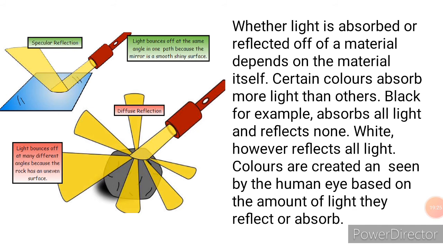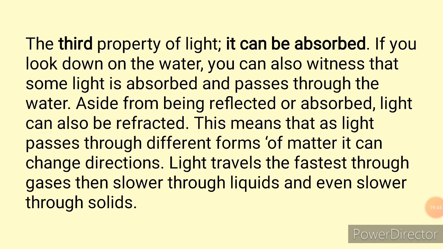So colors are created as seen by the human eye based on the amount of light they reflect or what? Absorb. So because of this ability to absorb and reflect light, like I said earlier, the colors we see are the ones that are reflected. Okay, we'll learn that as we now proceed.